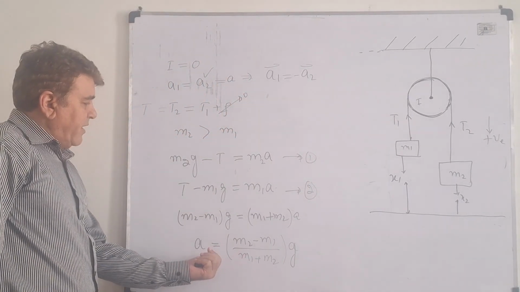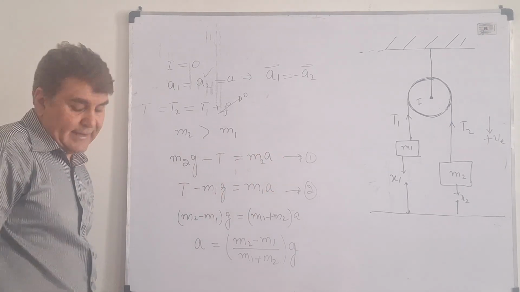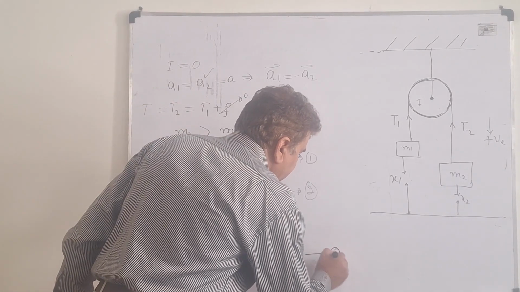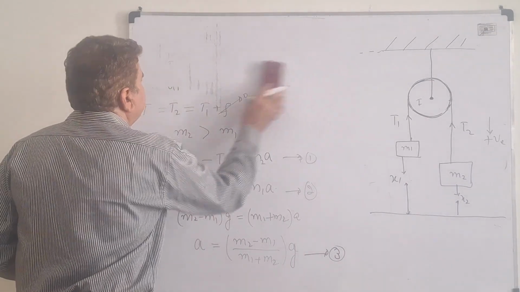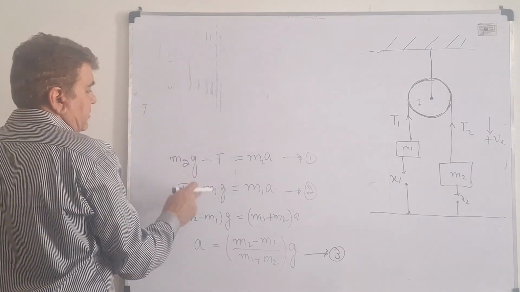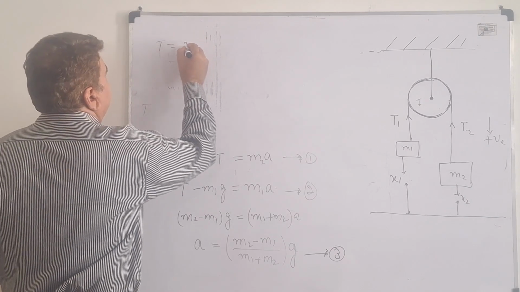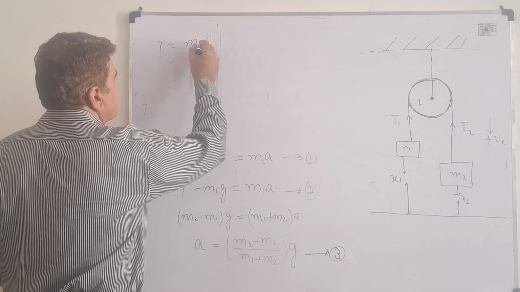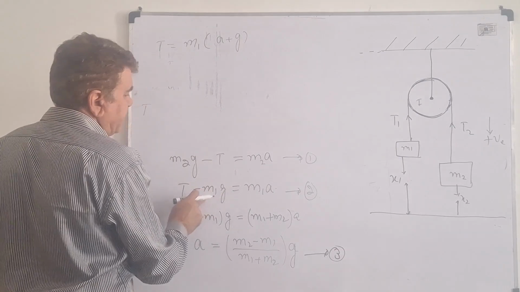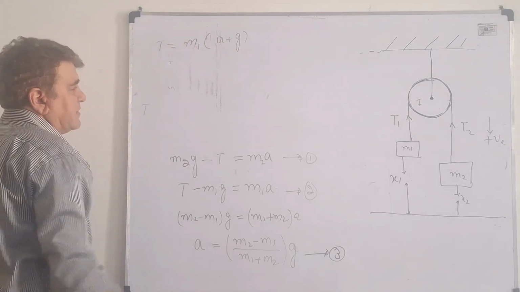Now, using the value of A in either of these two equations, 1 or 2, I can find the relation for tension. I call this equation 3 because I want to use this equation for other purposes. So I remove the conditions, and from equation 2, I can write T equals M1 times (A plus G). Because I'm taking this to this side, it will become plus, and then I'm taking M1 common to write it in this form.